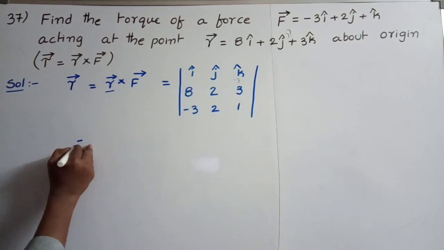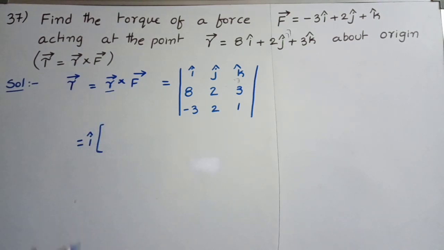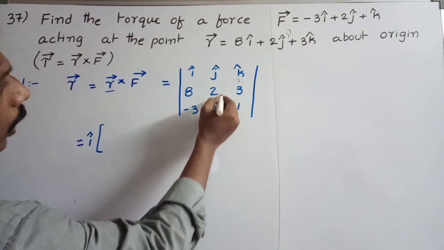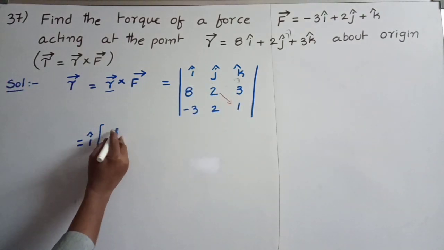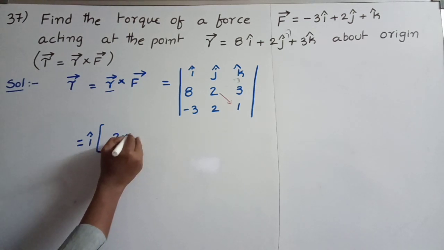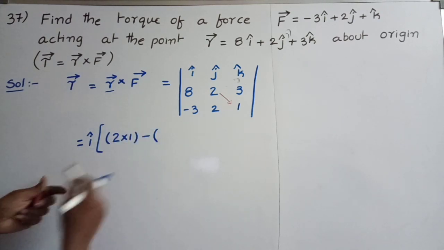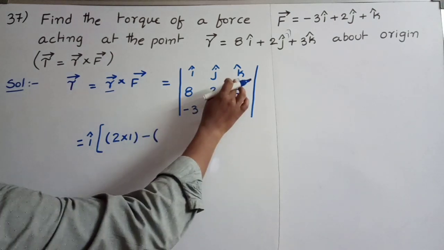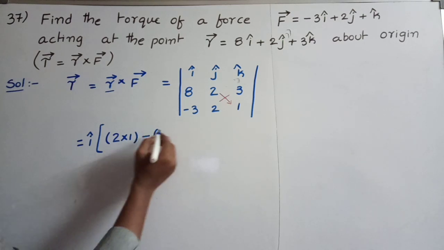From this we can write i cap into, first leaving this column and row, we get 4 elements only, and we multiply like this. So we get 2 into 1 minus, formula minus. After that we multiply in this manner. Why are we getting minus here? Because k cross j, we are multiplying in the opposite direction, that's why we get minus here.